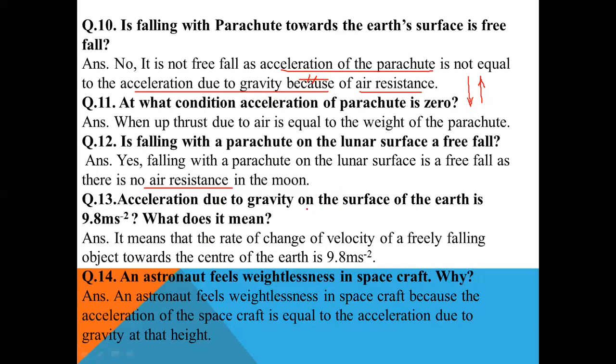Acceleration due to gravity on the surface of the Earth is 9.8 meter per second square. What does this mean? It means that rate of change in velocity of free falling object towards the center of the Earth is 9.8 meter per second square. You know the definition of acceleration. Acceleration means rate of change in velocity. So that definition should be linked up with these values. You will get the answer of such question. It means the rate of change of velocity of the freely falling object towards the center of the Earth is 9.8 meter per second square is the answer of this question.